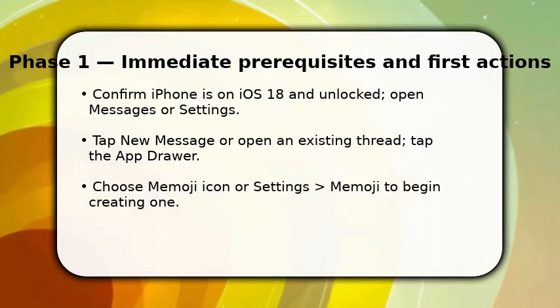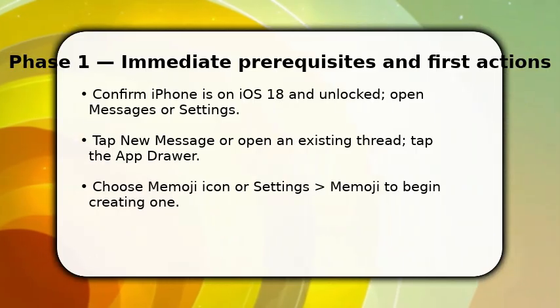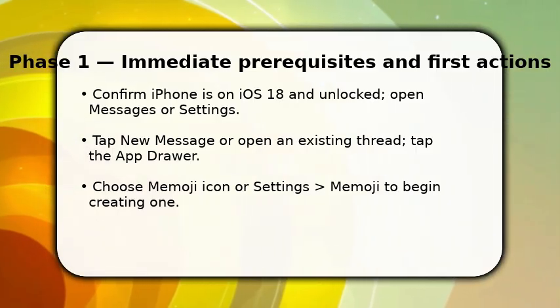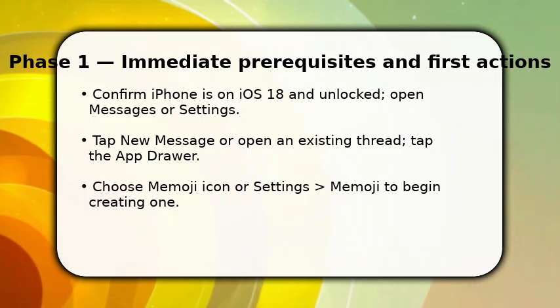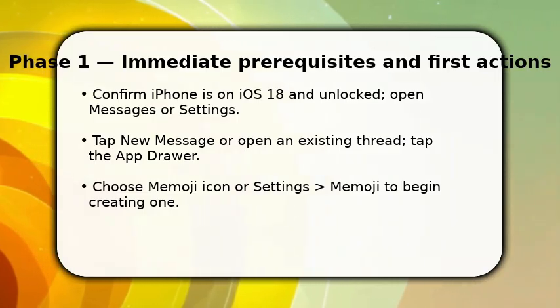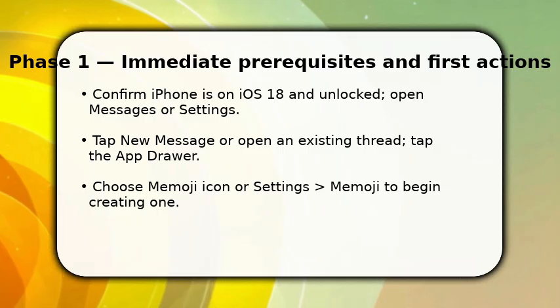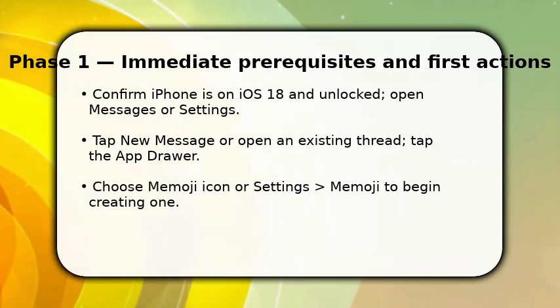You're ready to create a Memoji now. Make sure your iPhone runs iOS 18 and you're signed into your Apple ID. Open Messages, start a new thread or pick an existing conversation, then tap the app drawer next to the text field. Once done, select the Memoji icon.